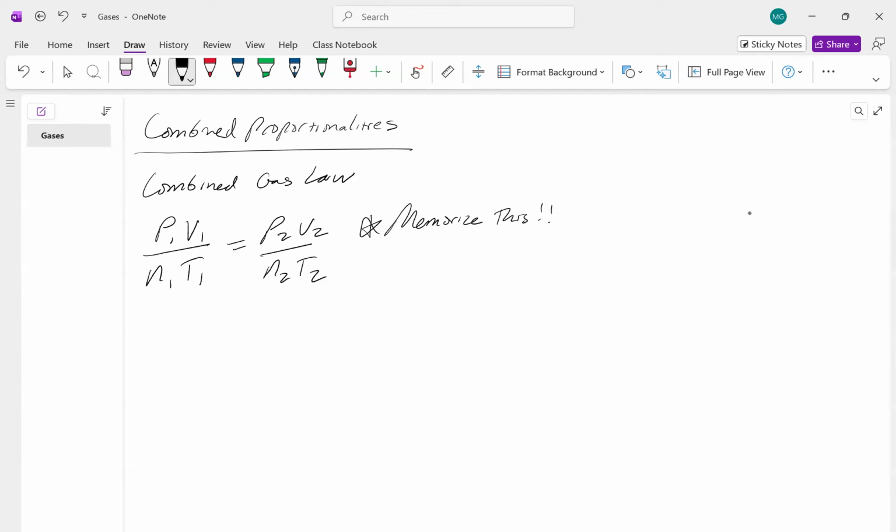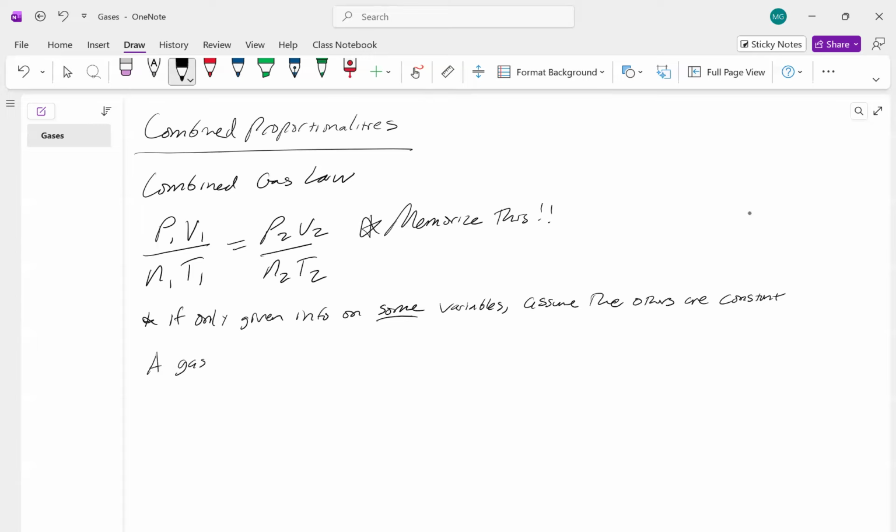And what's even better is that if the problem I'm looking at doesn't give me some variables, so if I'm only given info on some variables, I'm going to assume the others are constant. And the best way to illustrate this is let's jump into an example here.